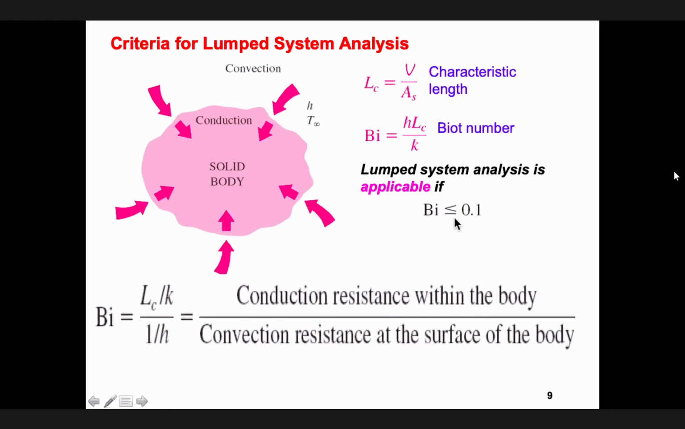If this ratio is less than 0.1, we can assume lumped system analysis. Therefore, now you have a criterion to see if I can make this assumption or not, and that criterion we call the Biot number. Remember the Reynolds number? You can assume flow is laminar inside a pipe if it is less than 2000. If it's more than 2000, it's turbulent. Here is another criterion, another index, I call it the Biot number. Based on that, if it's less than 0.1, I can use that equation that I learned, okay?